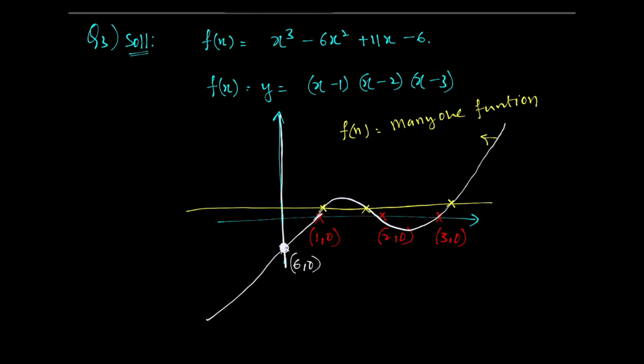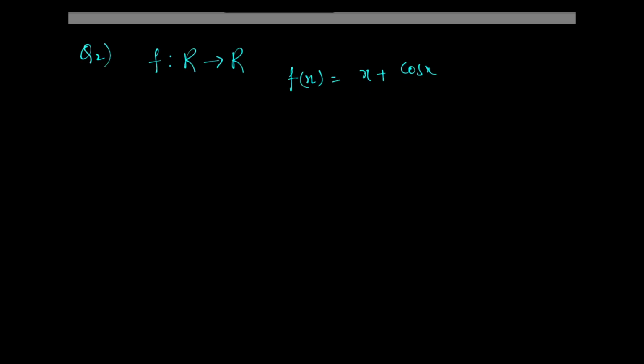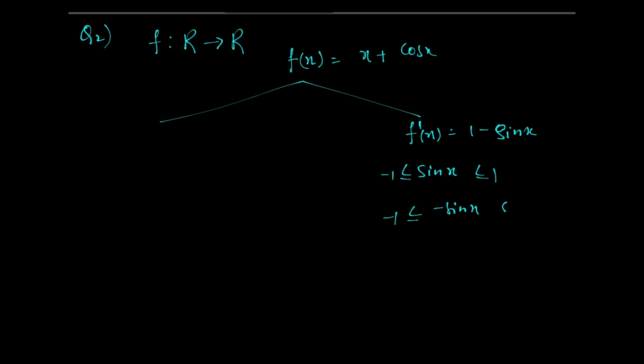Right? Let's look at question number 2. In question number 2, it is mentioned that the function is defined on real numbers, that is, f is a function mapping from R to R, and it is defined as f of x equal to x plus cos x. Basically, we can solve this question in two ways. Let's see f dash of x, in the sense it is 1 minus sine x. See, the sine x value is always lying between minus 1 to 1, and minus sine x value is also always lying between minus 1 to 1.